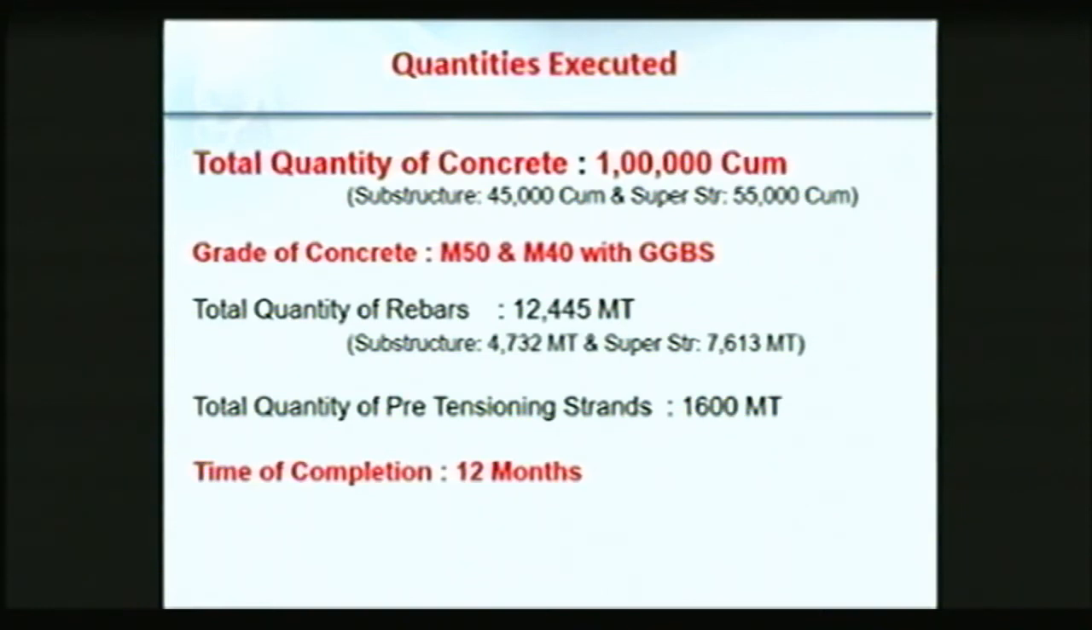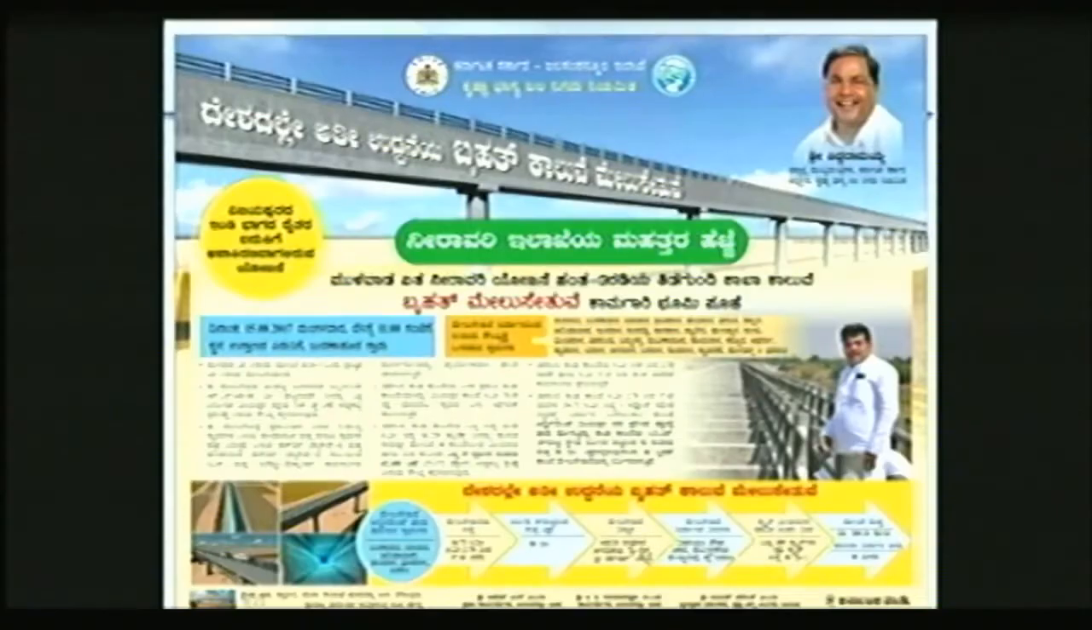But the tender period was something more than that. We restricted it to 18 months, but we were able to complete within 12 months so that we can control the cost overrun and the quality, which is also monitored at the precasting yard, and the health. All of these things have been controlled on our project by completing this.